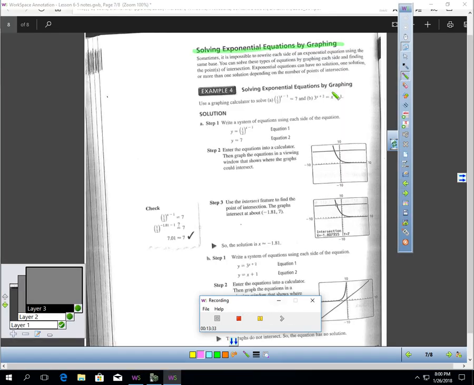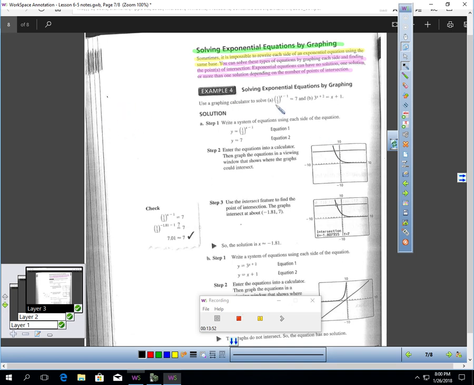So we've already talked about solving equations by graphing. That's super easy, okay? Sometimes it's impossible to rewrite each side of an exponential equation using the same base. So when that happens, you can just put it in your calculator, write 2 equations, and see where they meet. So this is what my example I showed you a minute ago didn't show you.